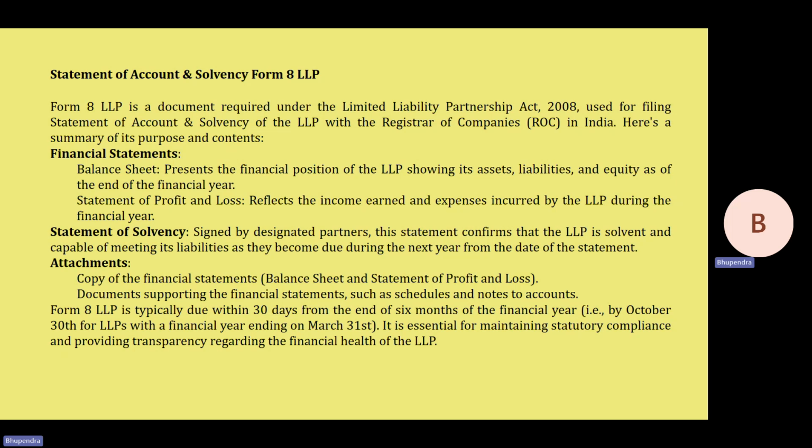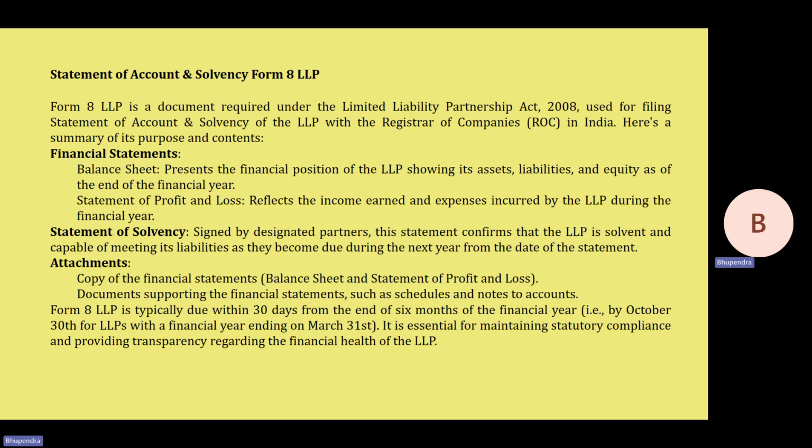Next is statement of solvency, which will be signed by the designated partners. This statement confirms that the LLP is solvent or insolvent by filing the statement of the solvency with the registrar of the company. Attachments: copy of the financial statements, one balance sheet, and next is the statement of the profit and loss account. Documents supporting the financial statements such as schedules and notes to accounts.